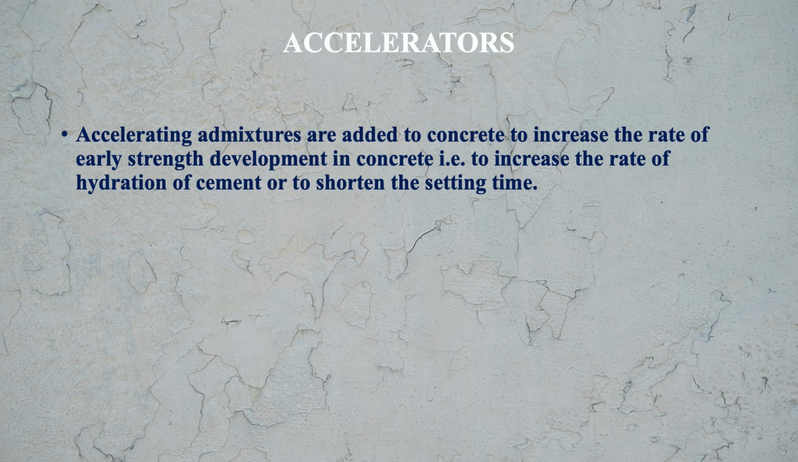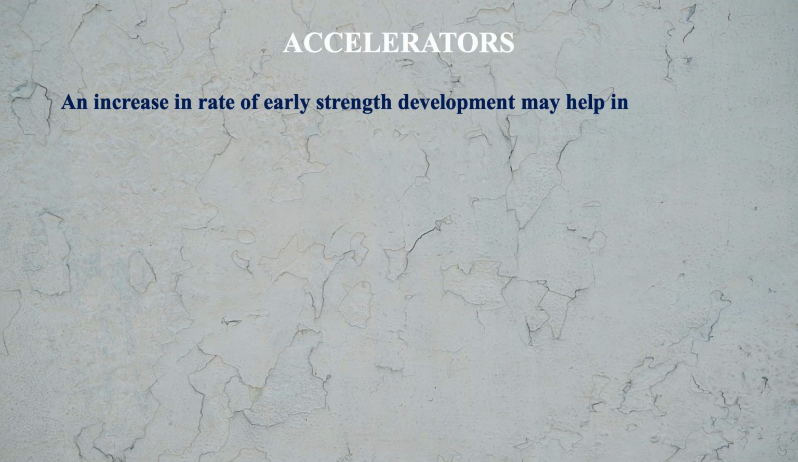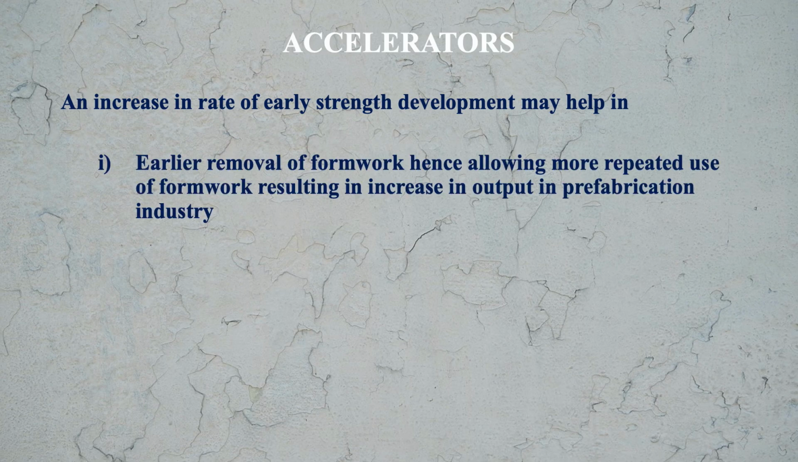Accelerating admixtures are added to concrete to increase the rate of early strength development in concrete, that is to increase the rate of hydration of cement or to shorten the setting time. Because if we increase the rate of hydration, then setting time will reduce. An increase in rate of early strength development may help in many ways, like earlier removal of formwork, hence allowing more repeated use of formwork, resulting in increase in output in prefabrication industry. Because in prefabrication industry, we can use the formwork released from one work to the other work.